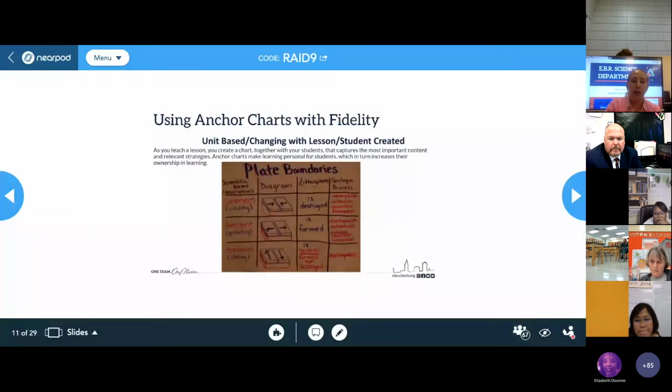So you create this with them. I personally do not have a lot of artistic ability. So I love when my students want to come up and draw this because they always did a much better job than me. But making these with your class makes this chart personal for them, which in turn increases their ownership.